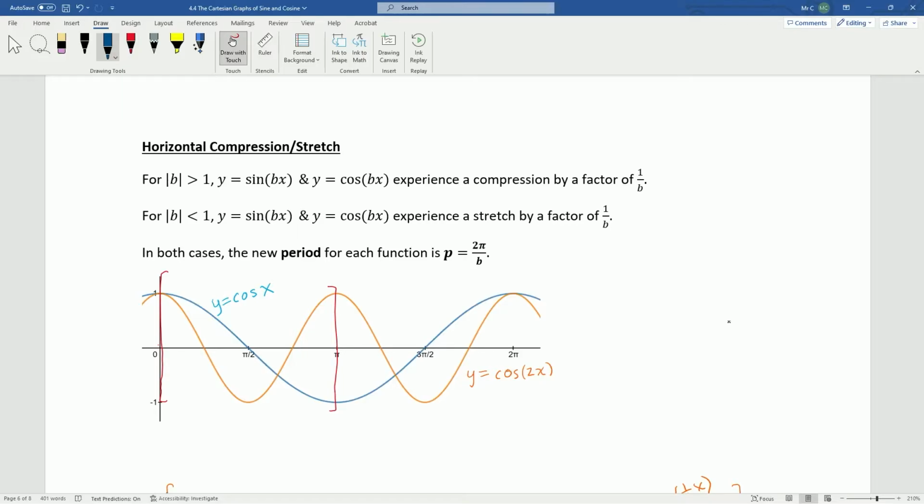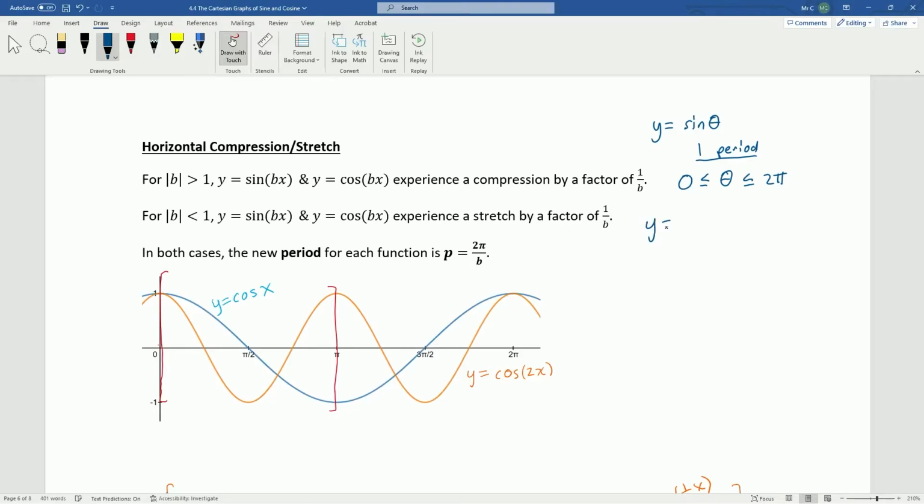Now, I want to make sure that everybody understands why we get this new period of 2 pi over b and why this causes the compression and stretch in the direction it does. So let's think about it this way. If I have y equals sine of x, or let's say sine of theta here, one period for sine of theta is how long it takes theta to move from 0 to 2 pi, right? 2 pi is the period, so sine of theta will repeat its behavior every 2 pi. So one period is just the distance from 0 to 2 pi.